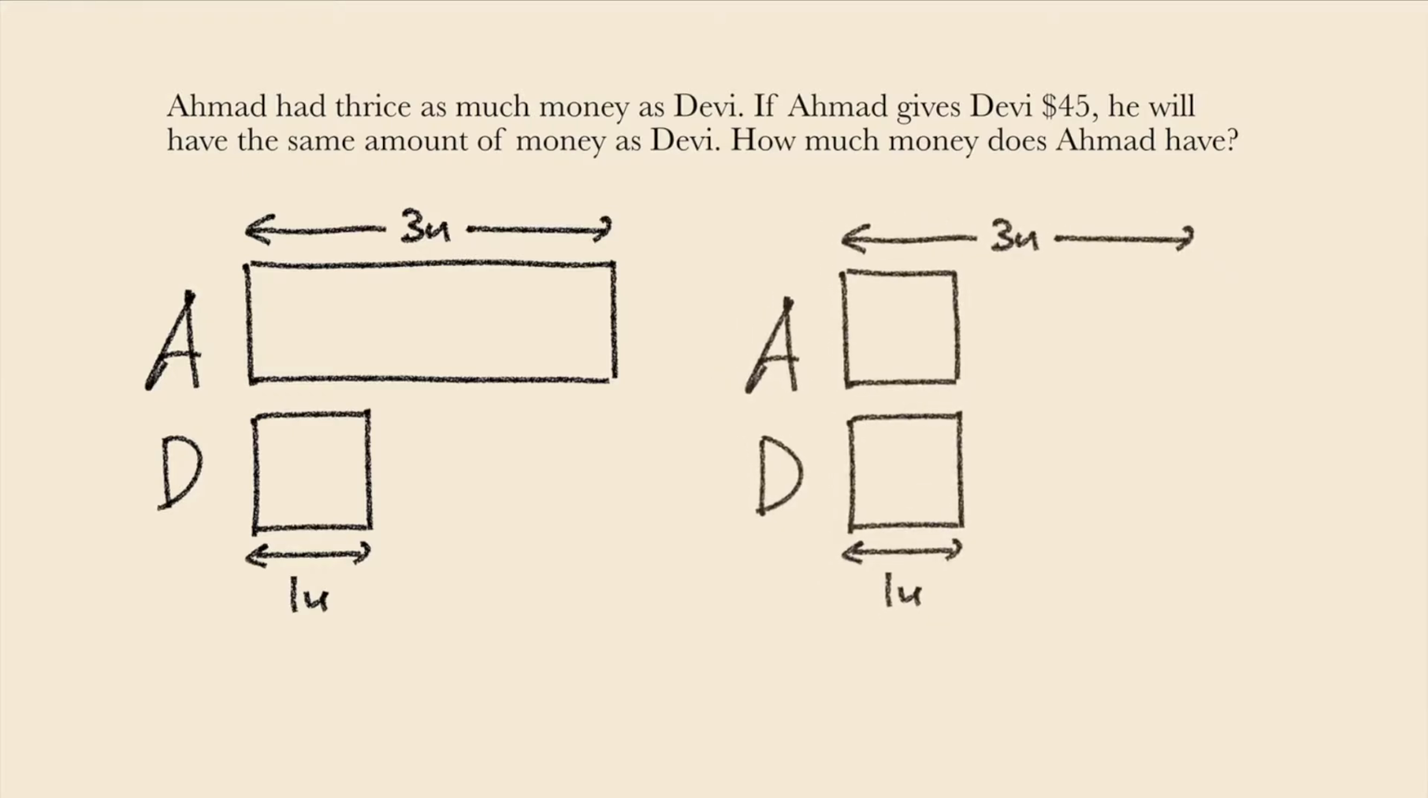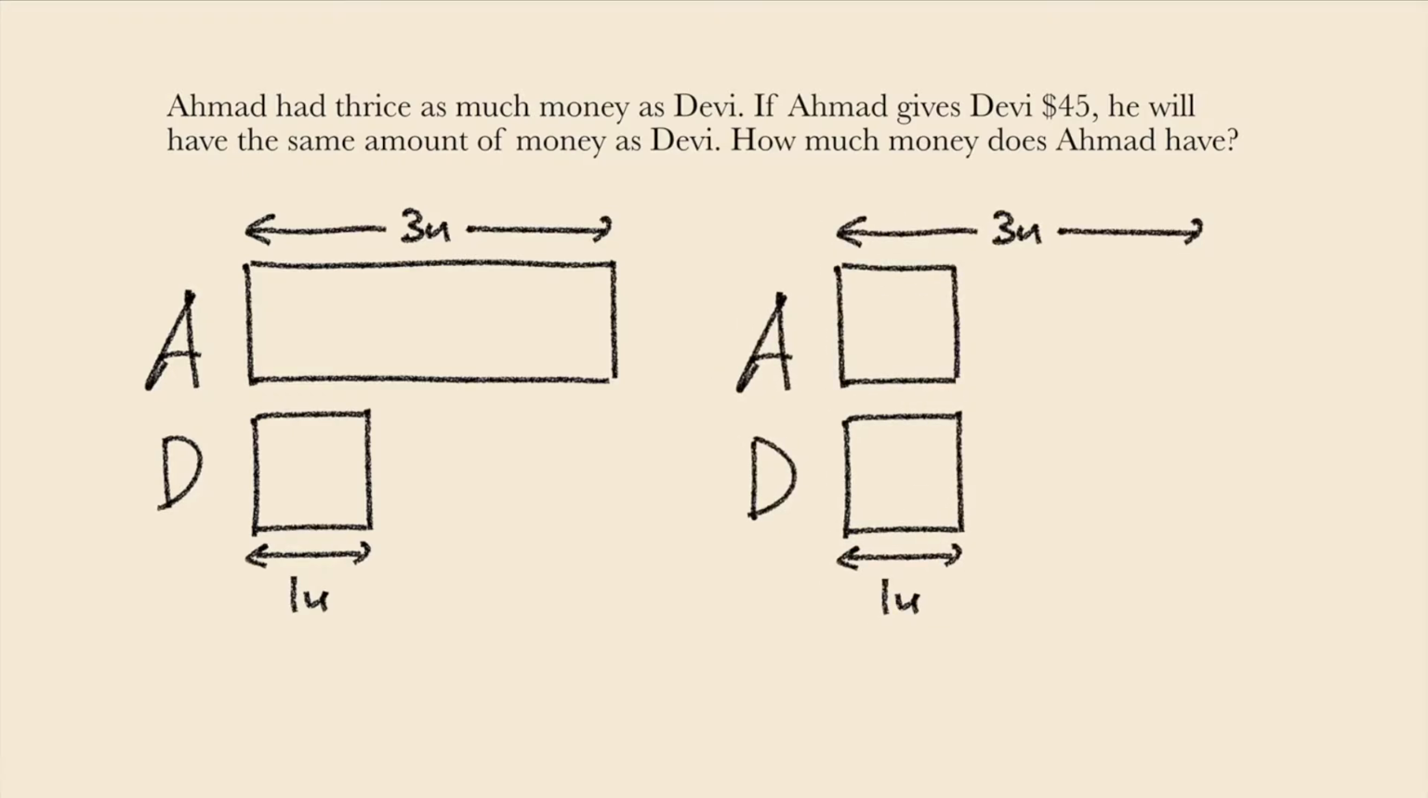So the way to do this is to take the difference and halve it. So if after giving 45, they are the same, then try halving the difference and call each half 45. So what happens? Let's simulate the transfer. Now, because of this word if, there wasn't actually any transfer. If the transfer took place, they would be the same.